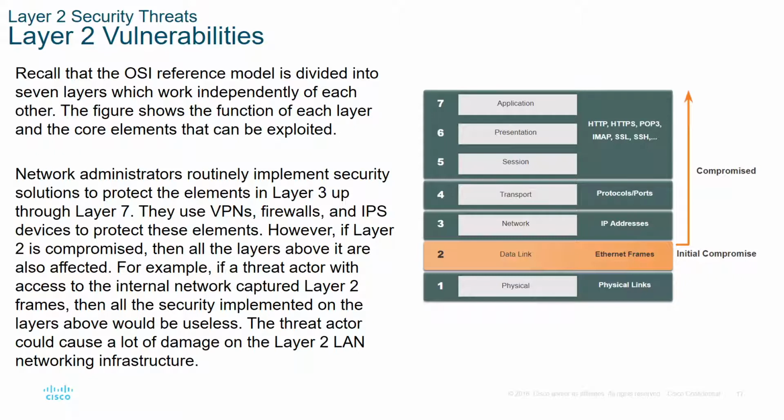Network administrators routinely implement security solutions to protect the elements in layer 3 up through layer 7. They use VPNs, firewalls, and intruder protection systems to protect these elements. However, if layer 2 is compromised, then all the layers above it are also affected. For example, if a threat actor with access to the internal network captured layer 2 frames, then all the security implemented on the layers above would be useless. The threat actor could cause a lot of damage on the layer 2 LAN networking infrastructure.